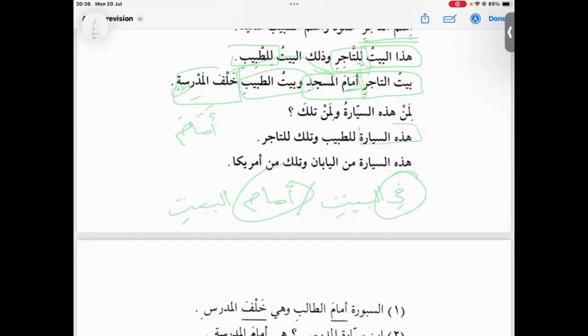هذه السيارة, this car, that's the mubtada. للطبيب is for the doctor. وتلك and that, that's the mubtada. للتاجر, the khabar, is for the businessman. هذه السيارة, this car, that's the mubtada. من اليابان, khabar, is from Japan. وتلك and that car, من أمريكا, khabar, is from America.